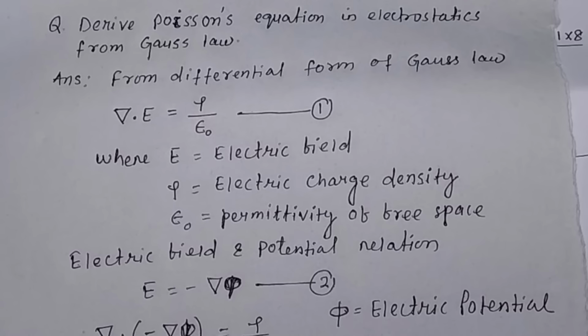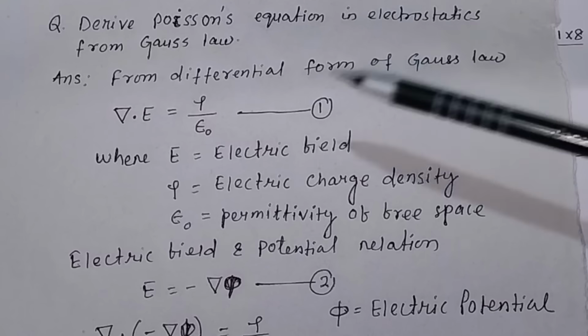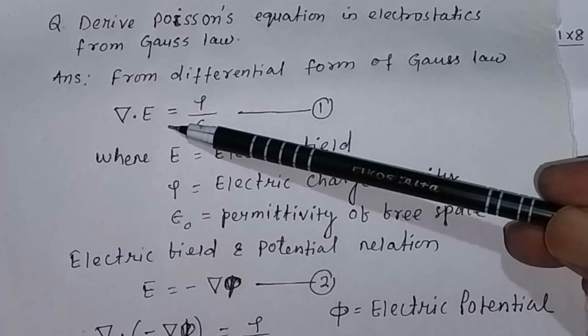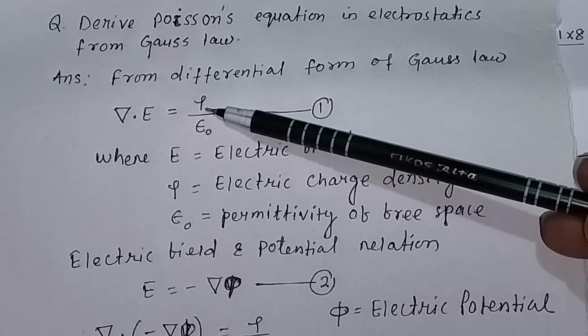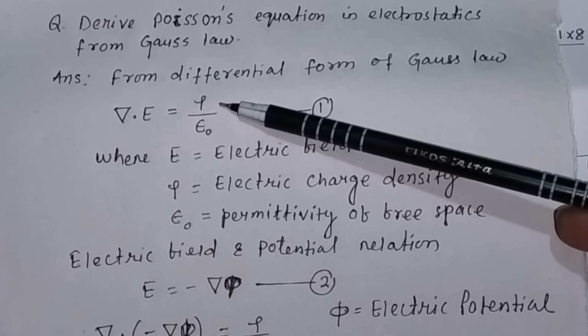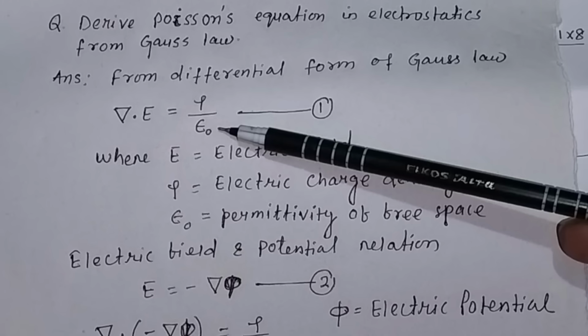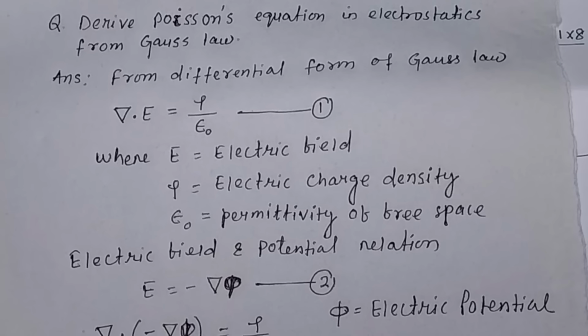Derive Poisson's equation in electrostatics from Gauss law. From the differential form of Gauss law, we know the divergence of electric field is equal to 1 by epsilon 0 times the electric charge density, that is, divergence of E, the electric field, is equal to rho divided by epsilon 0. Rho is the electric charge density and epsilon naught is the permittivity of free space.